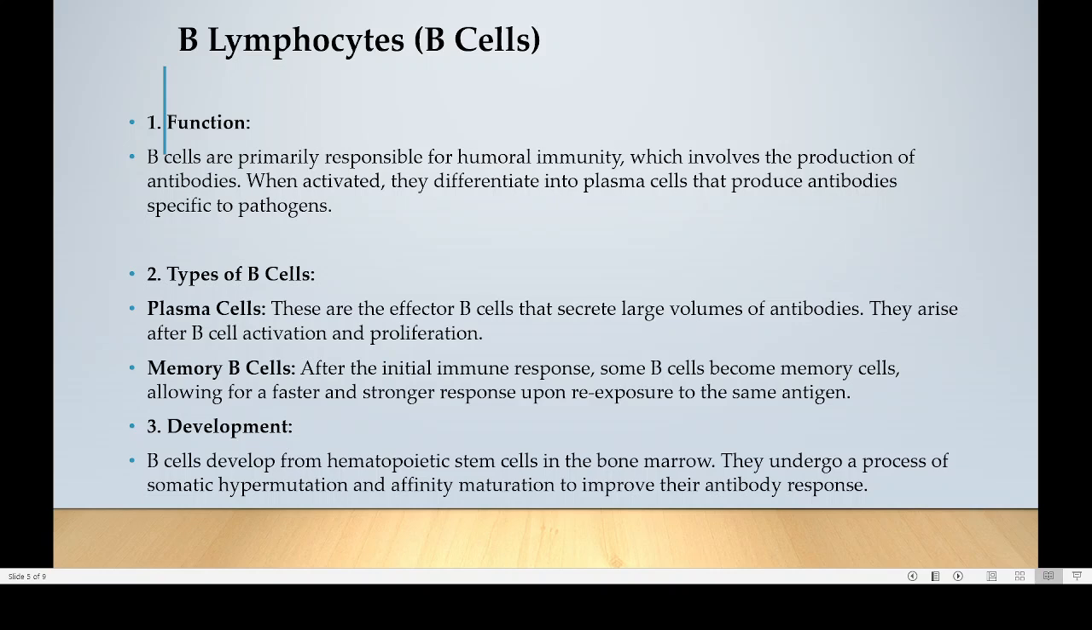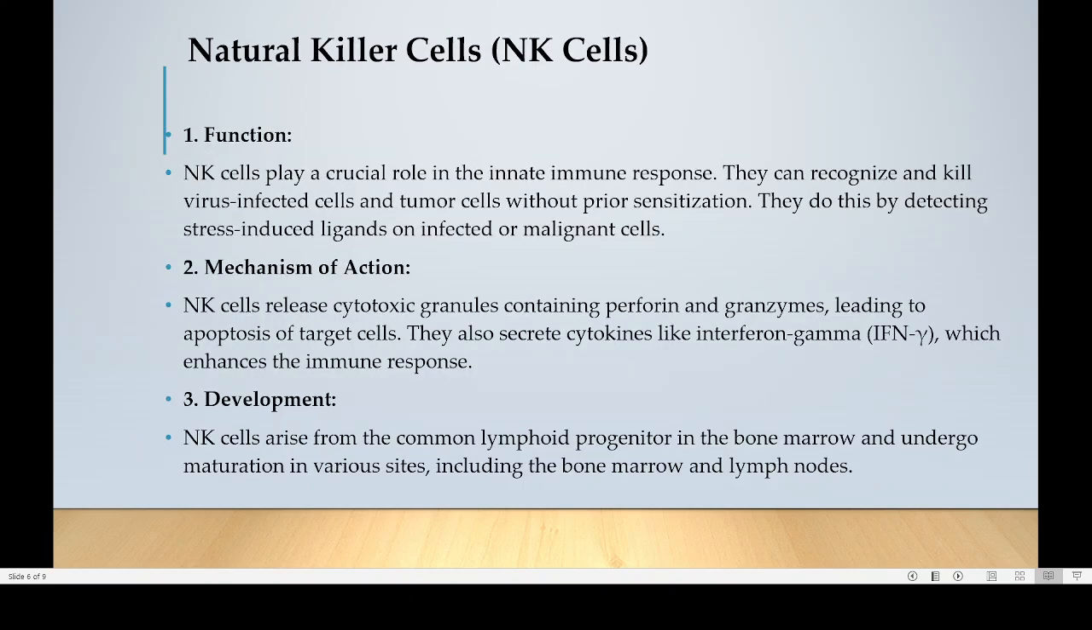Now coming to the development, B cell develop from hematopoietic stem cell in the bone marrow. And they undergo a process of somatic hypermutation and affinity maturation to improve their antibody response. So whereas in the case of thymus cell, they are T cell, they are maturing in the thymus gland. Here they will be undergoing their development and maturation in the bone marrow itself. So that is the difference between B cell and T cell.